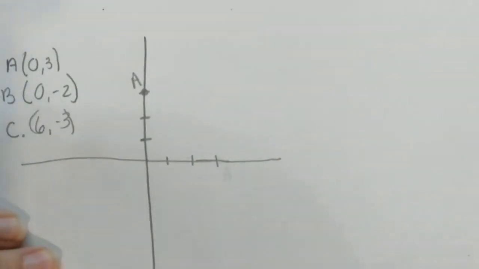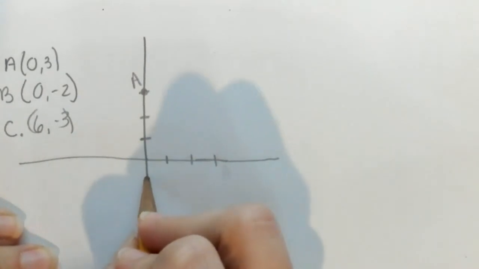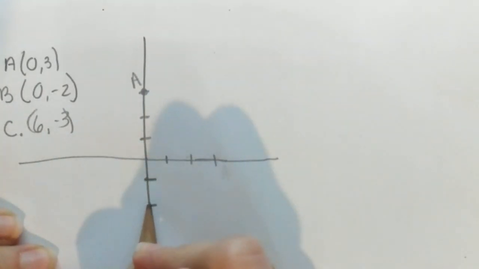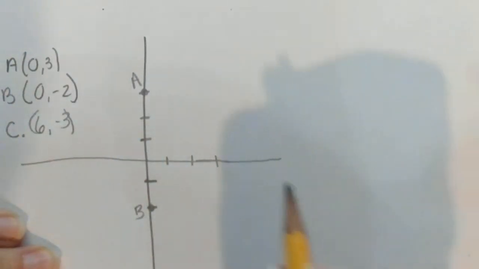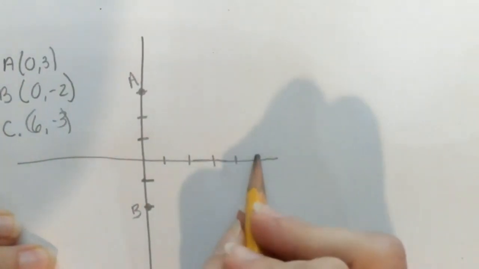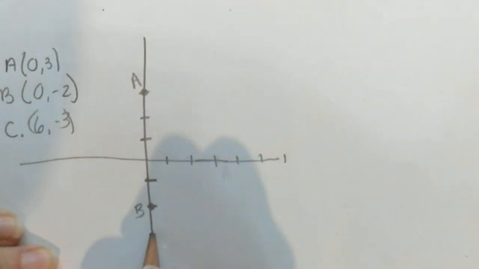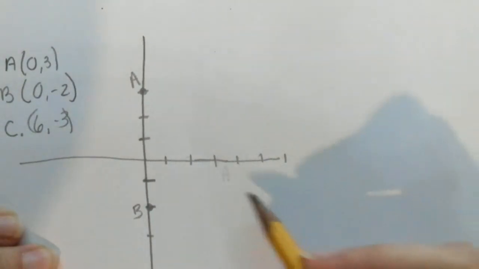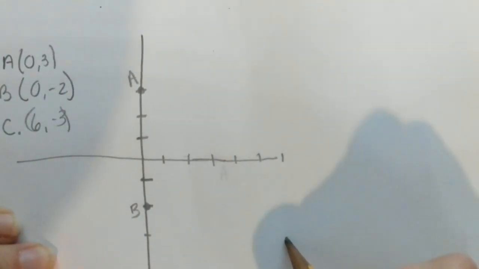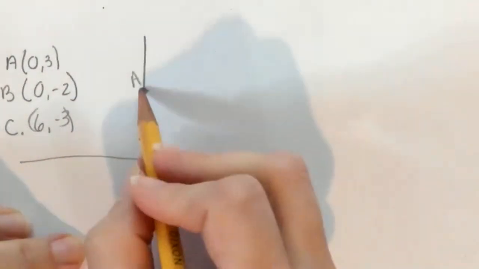Okay, A is (0, 3). B is (0, -2). So here's B. And C is (6, -3). 1, 2, 3, 4, 5, 6, -3. Okay. Here's C. All right, let's draw a triangle.